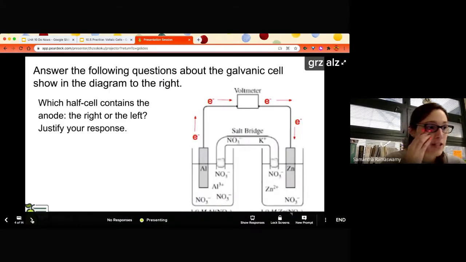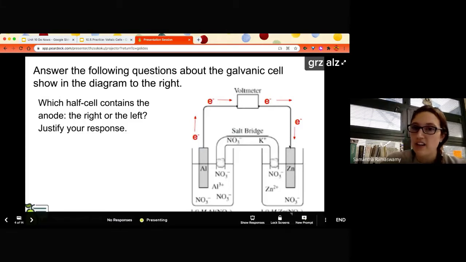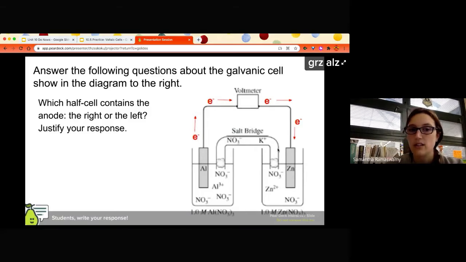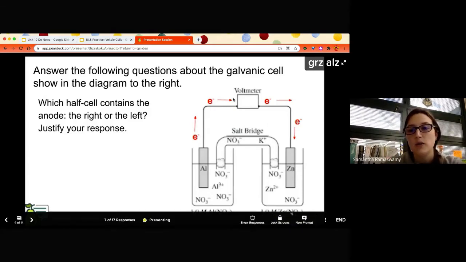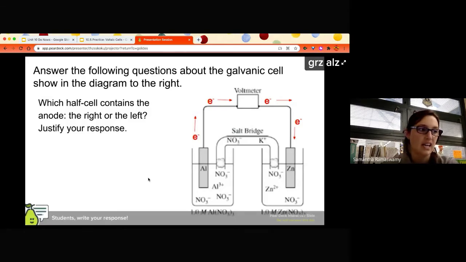Now we have some short answer questions. We're going to go back and forth between short answer and drawing again. This just wants you to answer the question about this galvanic cell. Remember, galvanic and voltaic cell is the same thing, but they give us this picture from a free response question. Which half cell contains the anode, the right or the left? Justify your response. You can start with either right or left, but make sure you justify your response and tell me why. The important thing here is what they give you in this picture. They're showing you something really useful to be able to tell which half cell contains the anode.